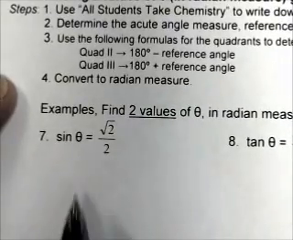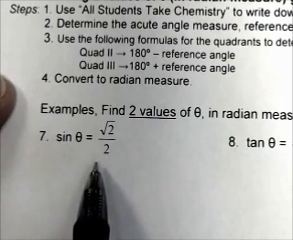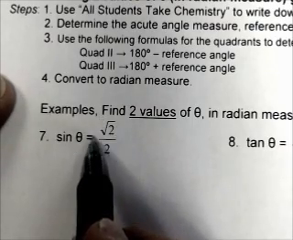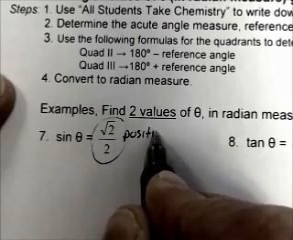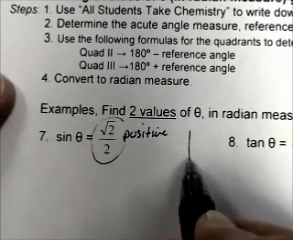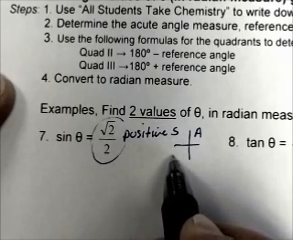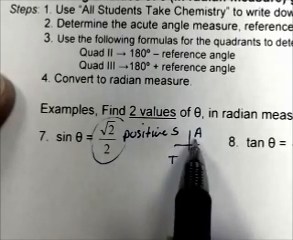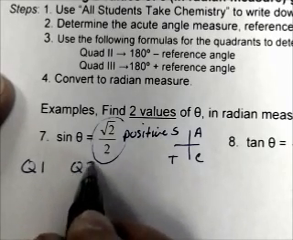So first we have the sine of theta is equal to square root of 2 over 2. Using All Students Take Chemistry, this value, the square root of 2 over 2, is a positive value. Sine is positive in what quadrants? Sine is positive in quadrant 1 and quadrant 2.